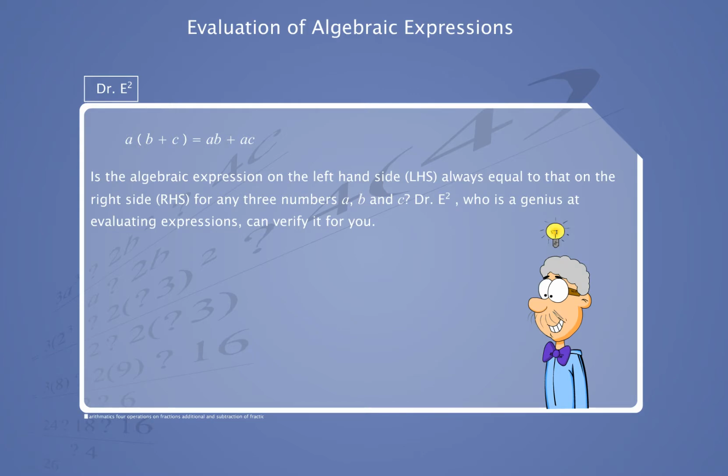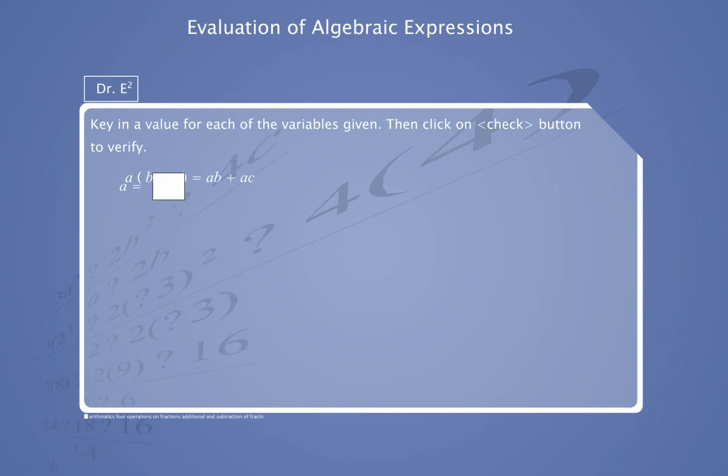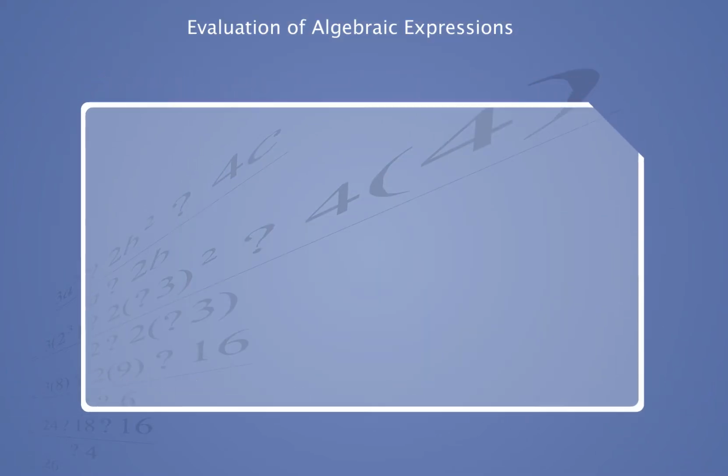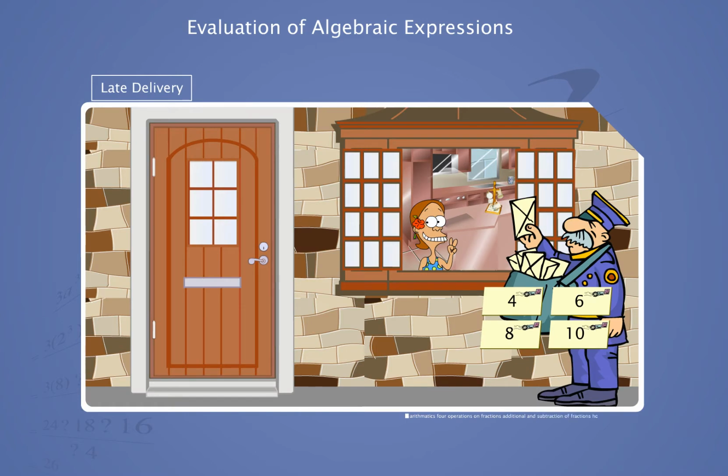Dr. E Squared, who is a genius at evaluating expressions, can verify it for you. Key in a value for each of the variables given. Then click on the Check button to verify. Help Postman Tim by finding the value of the expression written on each door.